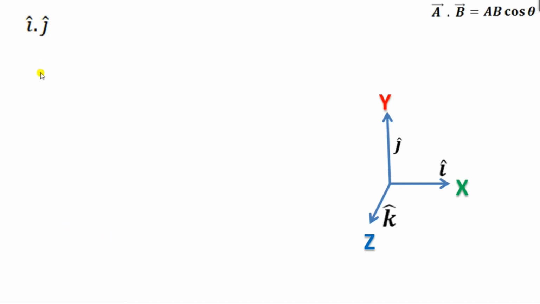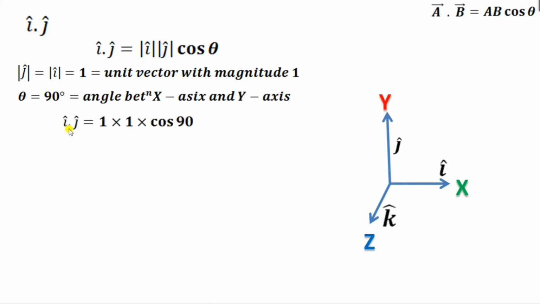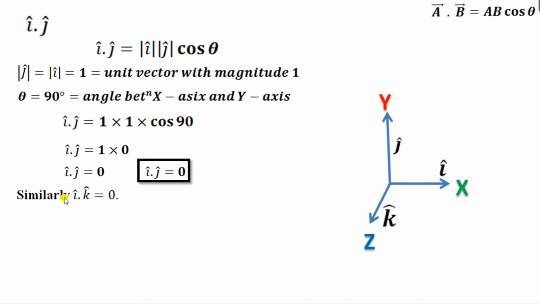Next we will find I dot j. This is the formula again. The magnitude of I and j is 1 because they are unit vectors, and the angle between I and j, that means x-axis and y-axis, is 90 degree. So I put the value 1 into cos 90, and cos 90 is 0, so I dot j is 0. Similarly, if I find I dot k, the angle between I and k, x-axis and z-axis, is also 90 degree. For this also the dot product will be 0.